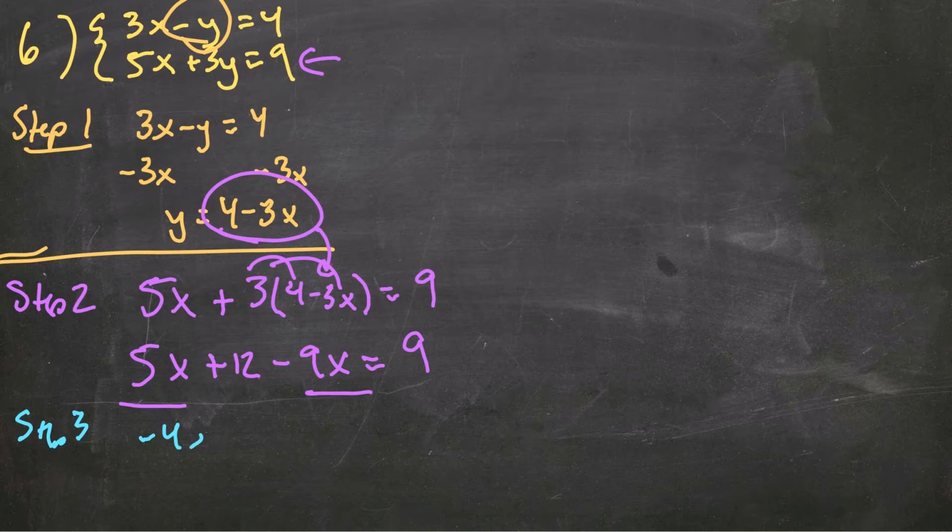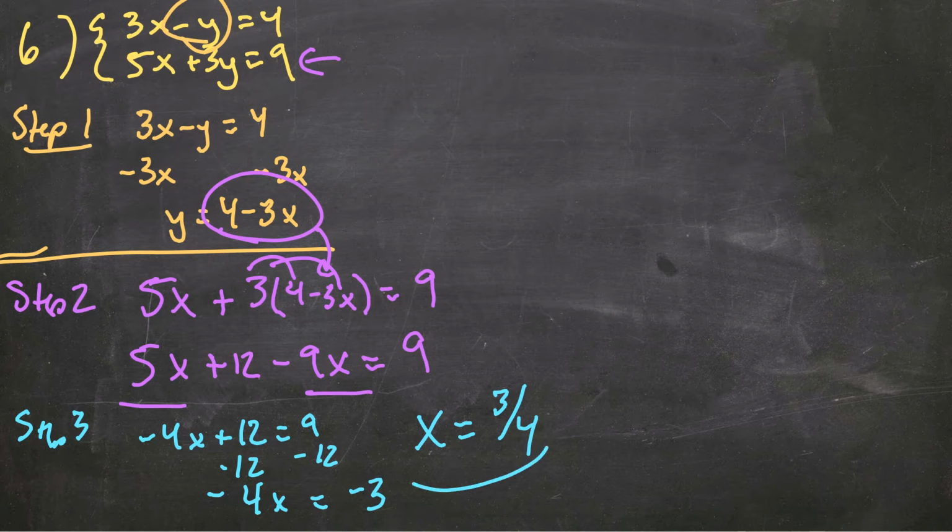I get minus 4x plus 12 equals 9. I subtract 12 from both sides. I get minus 4x equals negative 3. So x equals 3/4. That's my first number answer.